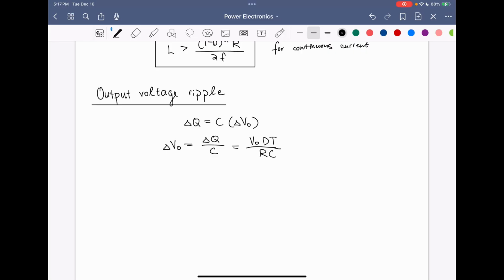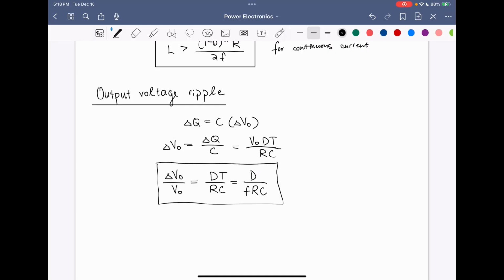And we often look at the ripple ratio, so we divide both sides by VO, and the output voltage ripple ratio is delta VO peak to peak over the output voltage, and that gives us DT over RC. And once again, we can put the period in the numerator as the frequency in the denominator. So therefore, the output voltage ripple ratio is equal to D over FRC.